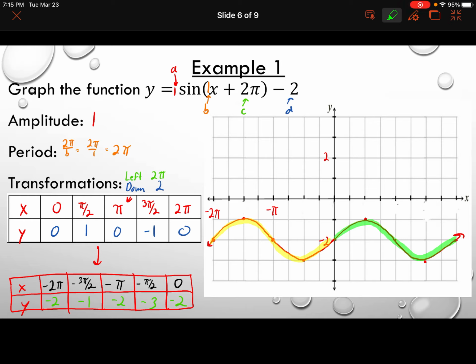Negative 2, negative 1, negative 2, negative 3, negative 2, negative 1, negative 2, negative 3, negative 2. So it just keeps on repeating up and down, right? So that's how you would do it. So let's look at one more example.